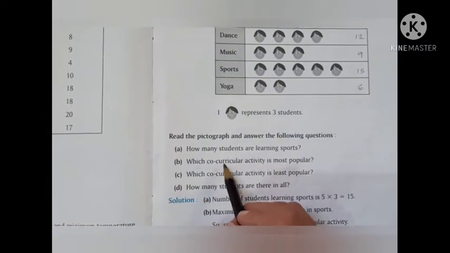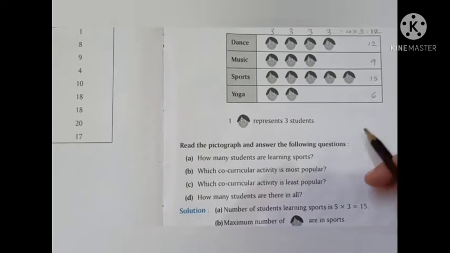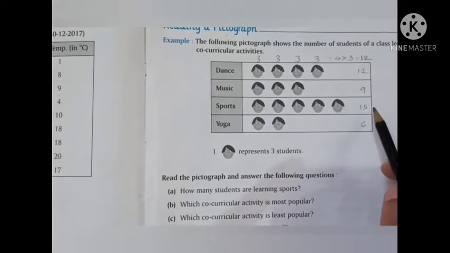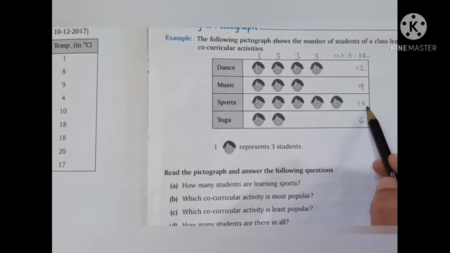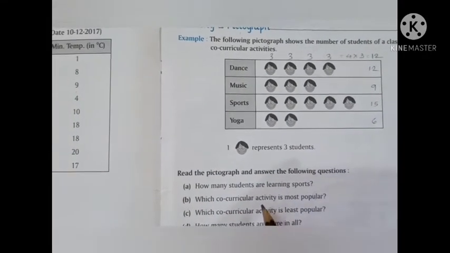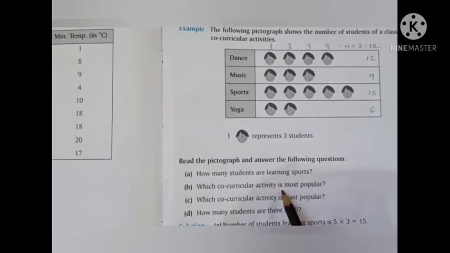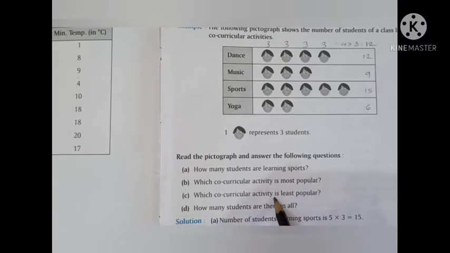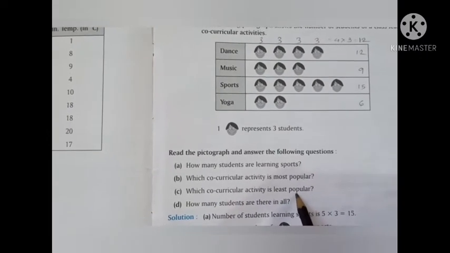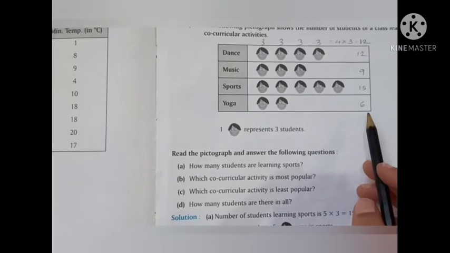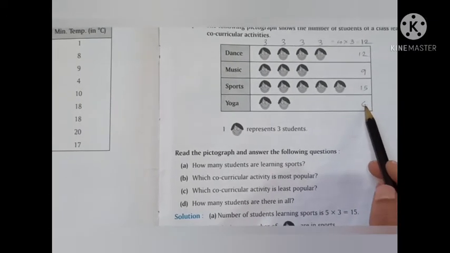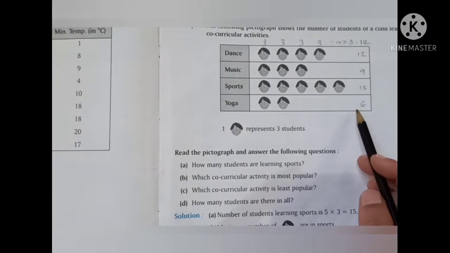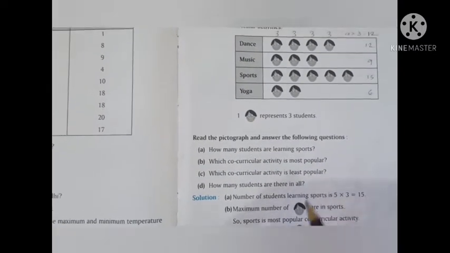Next question is, which co-curricular activity is most popular? If it is the most popular, then more number of students may be joining it. Here you can see a large number of students have participated in sports. So the co-curricular activity which is the most popular is sports. Then comes the question, which co-curricular activity is least popular? Least popular means fewer students join that. The number of students joining yoga is very much less. So we'll write yoga is the co-curricular activity which is the least popular.